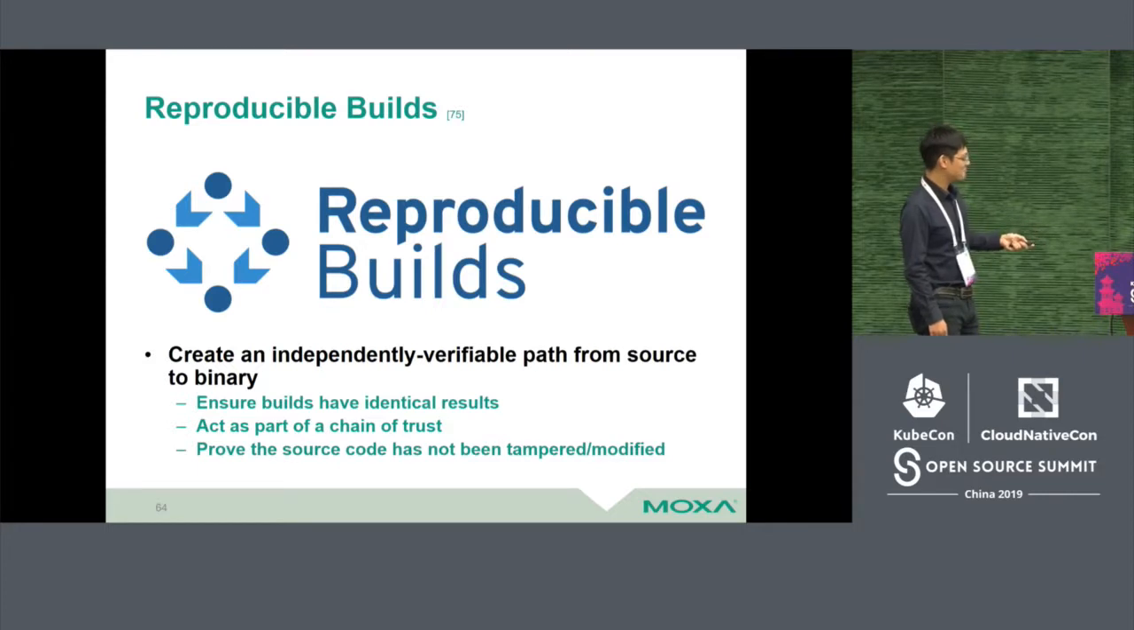The next one is Reproducible Builds. This is a very amazing project. It's also an open source project. It creates an independent, verifiable path from source to binary. It ensures the builds have identical results. And then we can prove the source code has not been tampered with or modified. It's very important for security.